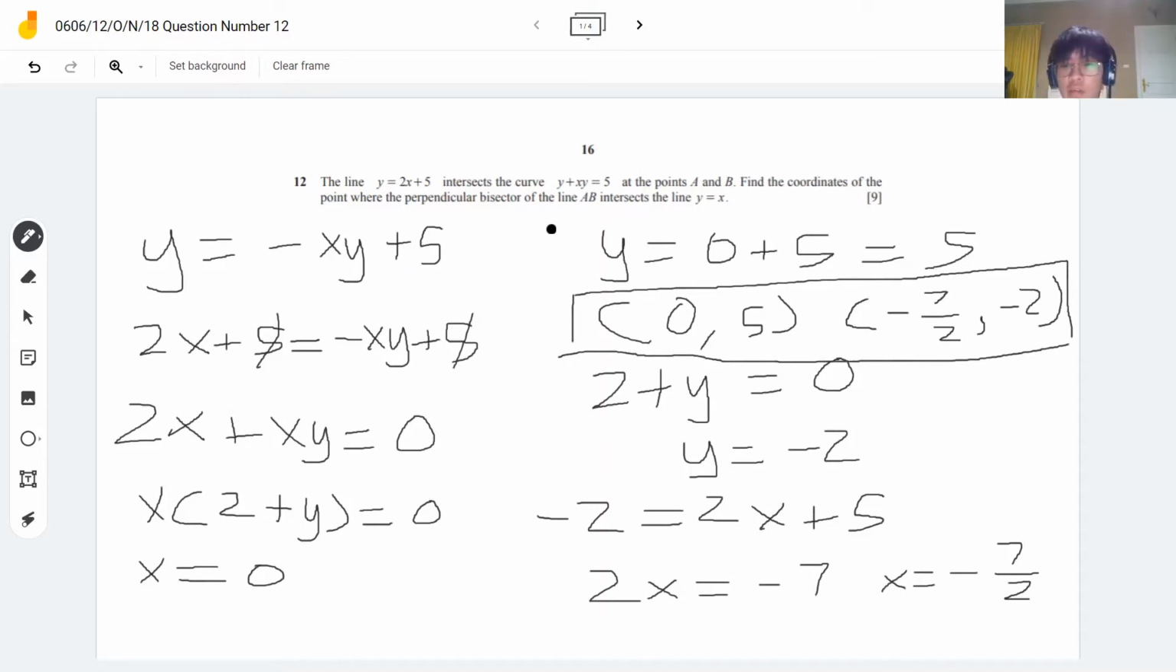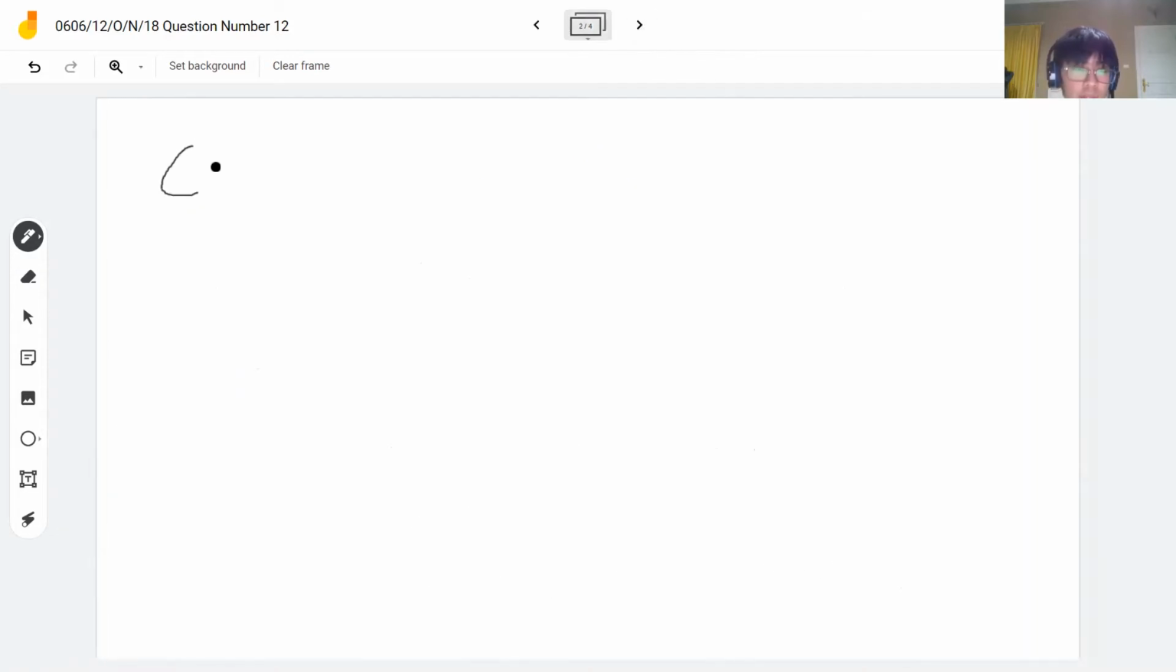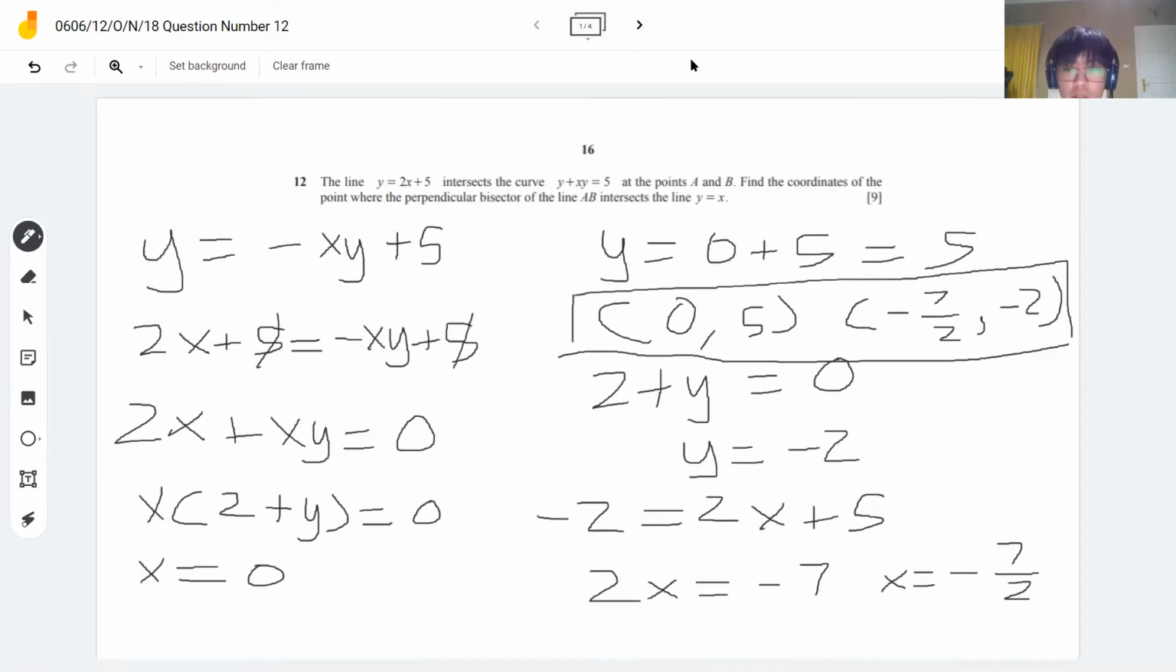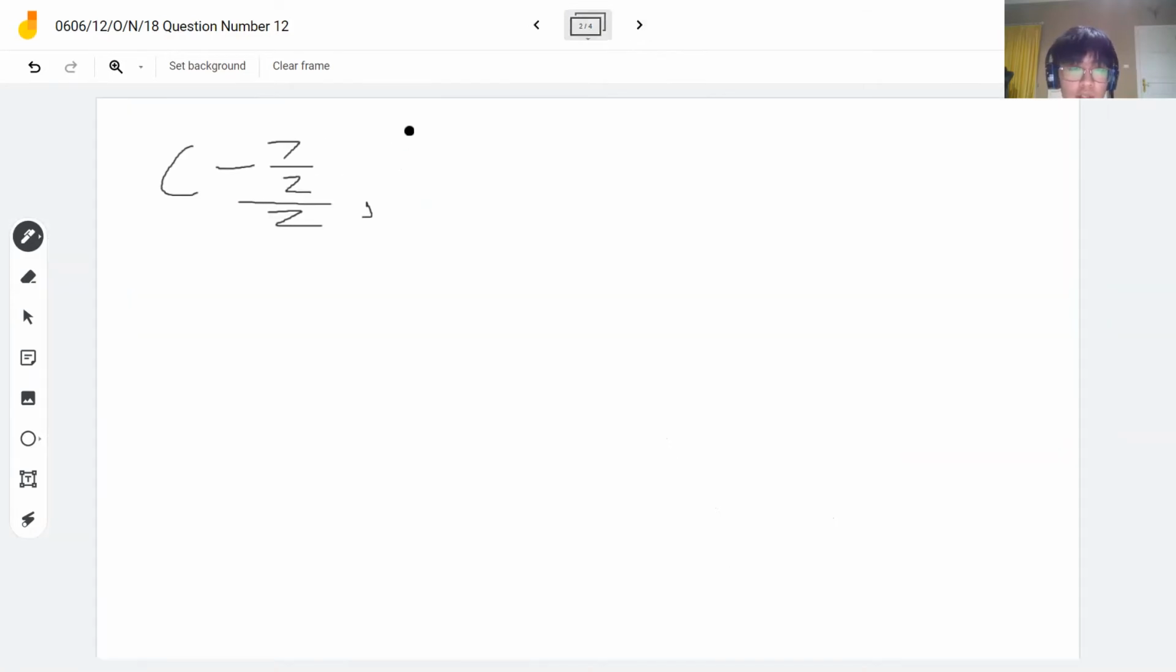Using this, we need to move on to the second step, which is to find the gradient and the midpoint of the line AB. This is very easy because you can just use the formulas. To find the midpoint, you need to add the x's together and divide by 2, and add the y's together and divide by 2. This will make it negative 7 over 2 divided by 2, comma, 3 divided by 2. This will turn into negative 7 over 4, comma, 3 over 2.